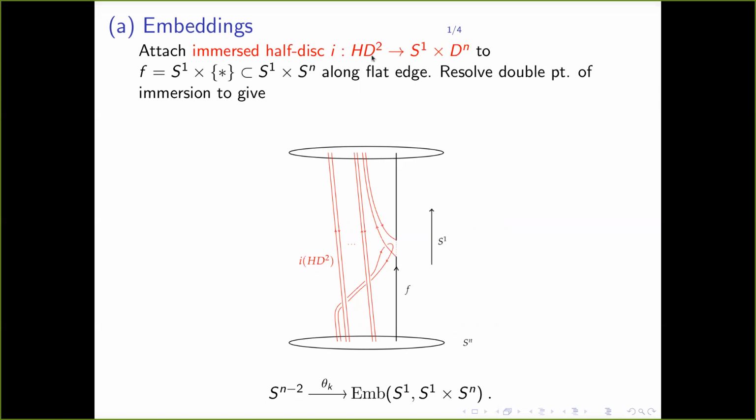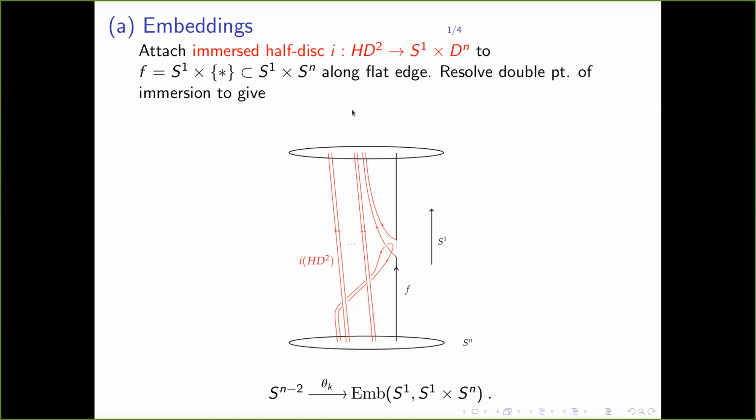We're in S1 cross Sn technically. Well, I'm thinking of Sn as the union of two disks. Apologies for the confusing notation there. The span of those two tangent spaces is two-dimensional. The ambient space is n plus one-dimensional, so the complement is n minus one-dimensional, so the unit sphere is n minus two-dimensional. So there's an S^(n-2) worth of ways of resolving that double point. That's the map that I call theta k.